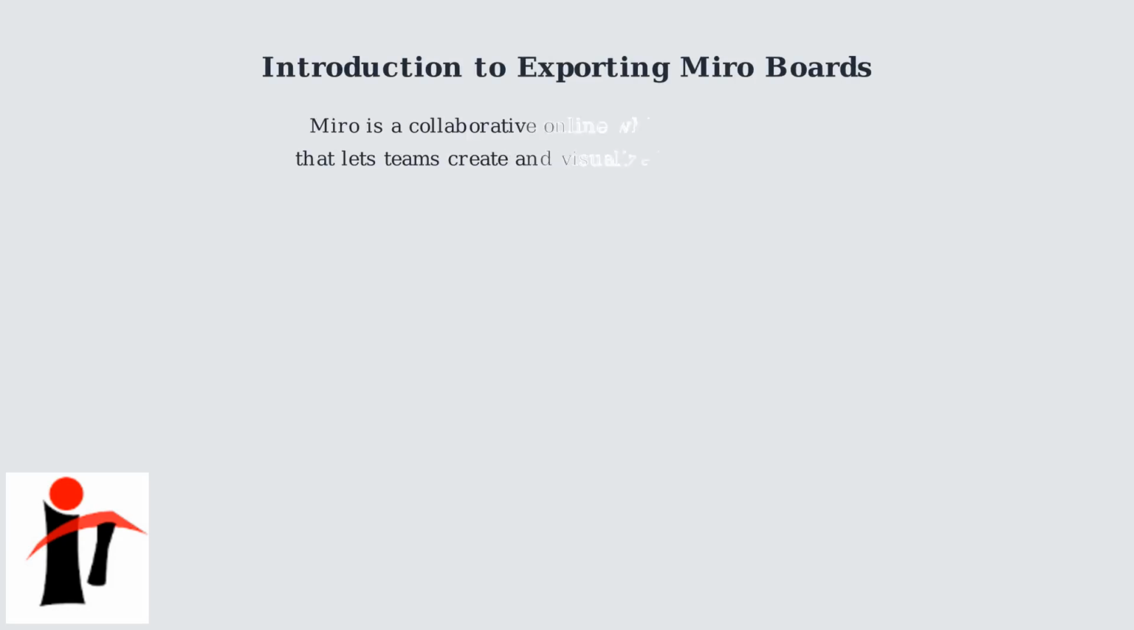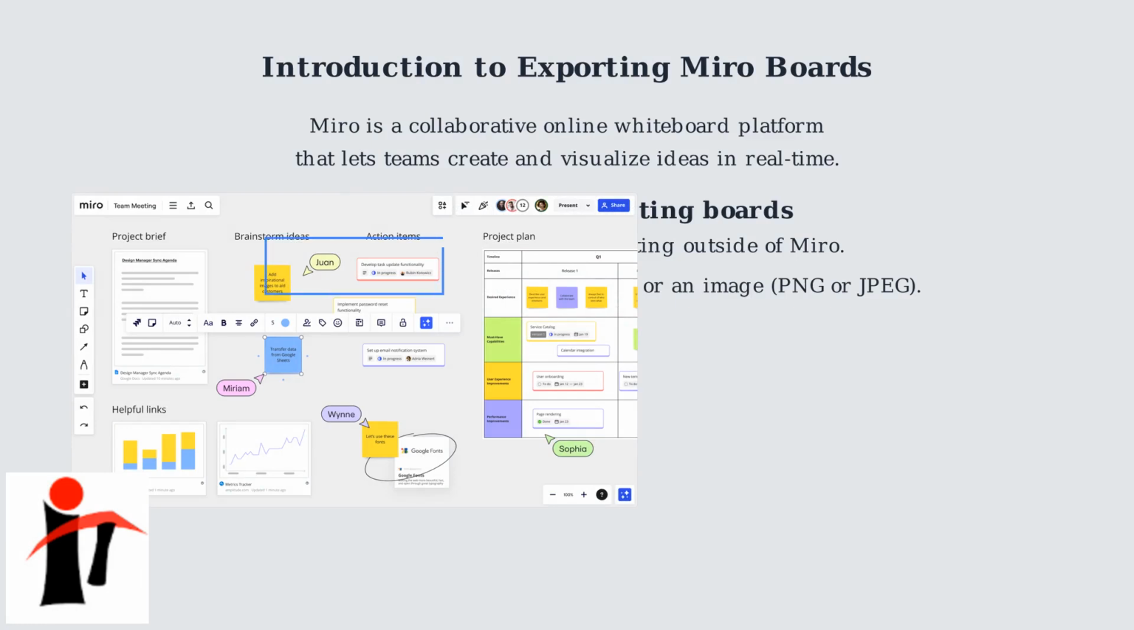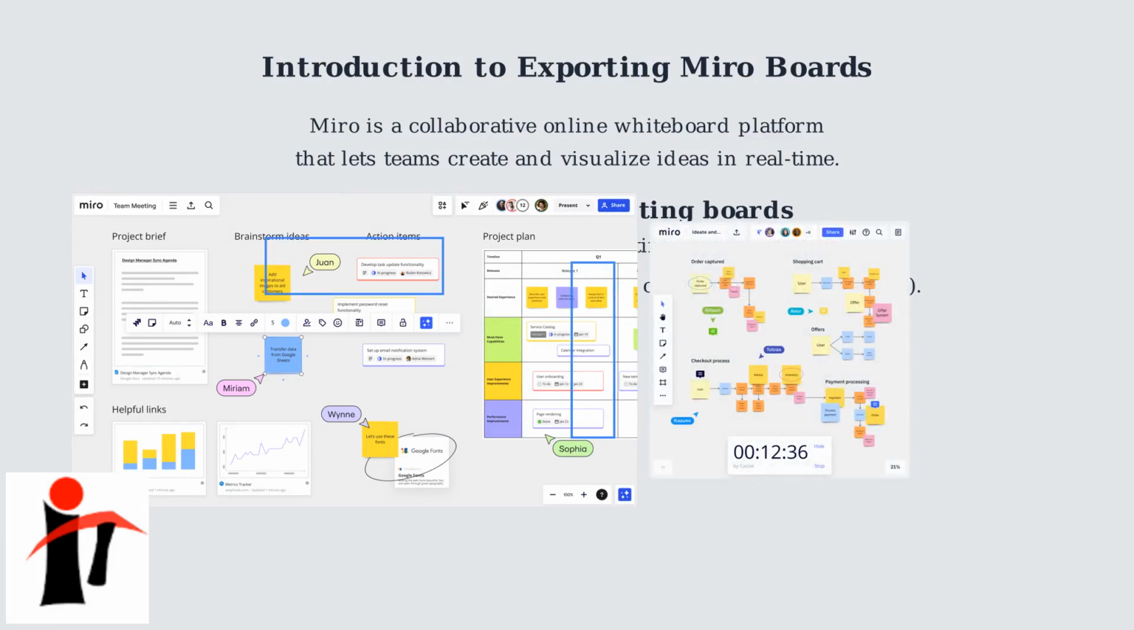Miro is a collaborative online whiteboard platform that lets teams create and visualize ideas in real time. A core feature is exporting boards for sharing, archiving, or presenting outside of Miro. You can export your Miro board as a PDF or an image, PNG or JPEG.